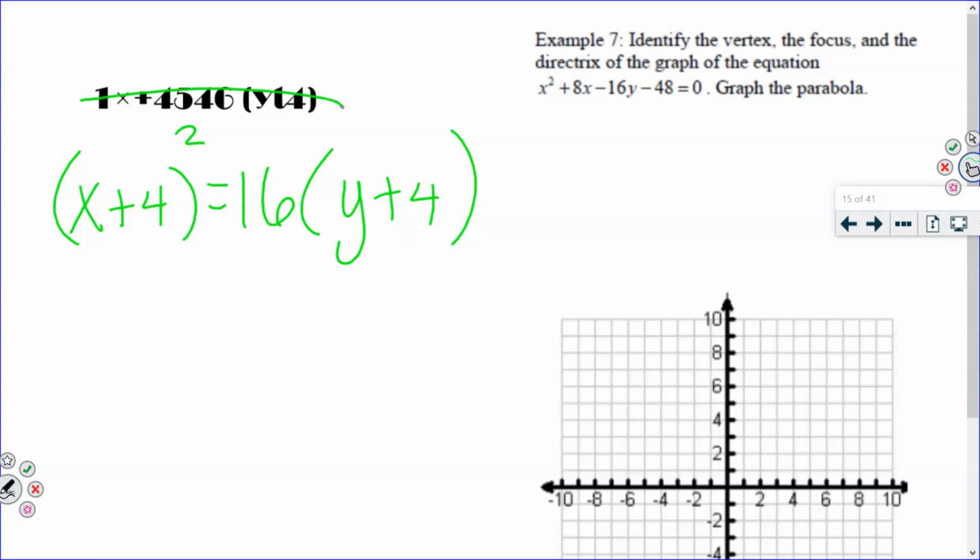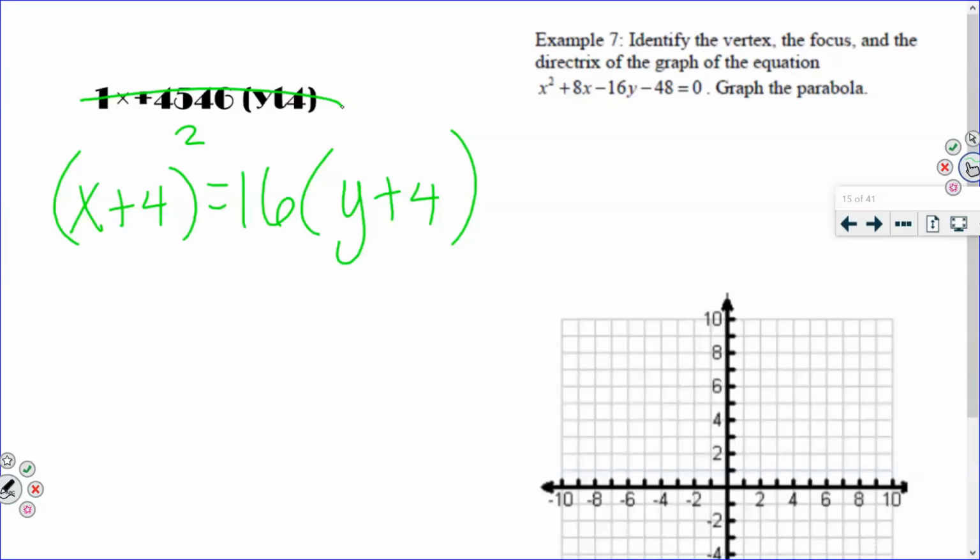You won't really have to graph it. What's the p-value? Yes. Does the graph open up, down, left, or right? It opens up. What's the focus? -4 what? -4, 0. What about that directrix? Is that going to be an x equals or a y equals? It's going to be a y equals. Y equals what? -8. Good. Okay, that's it.